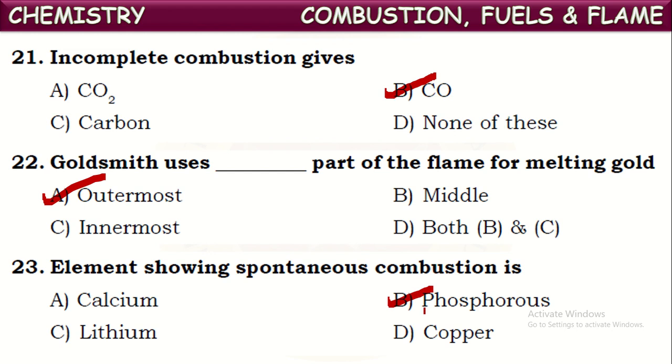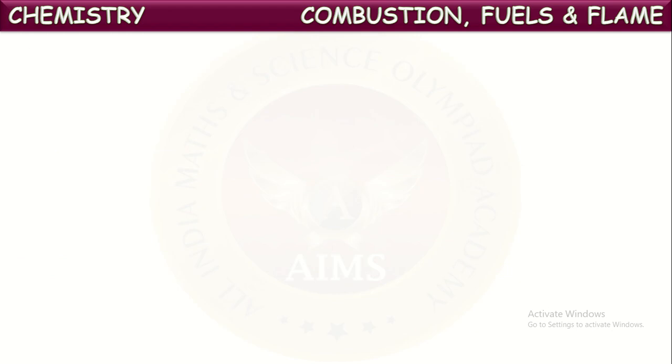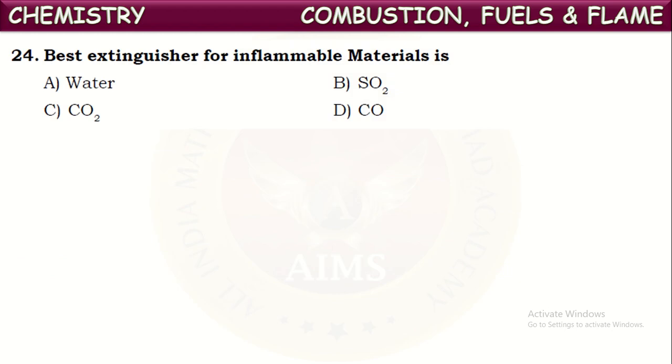And some other elements we discussed are sodium and potassium. Those elements are preserved under kerosene because they also react with atmospheric oxygen if kept out in the open, and they even react with water. That's why they are stored under kerosene, whereas white phosphorus is stored under water because it undergoes spontaneous combustion, right?